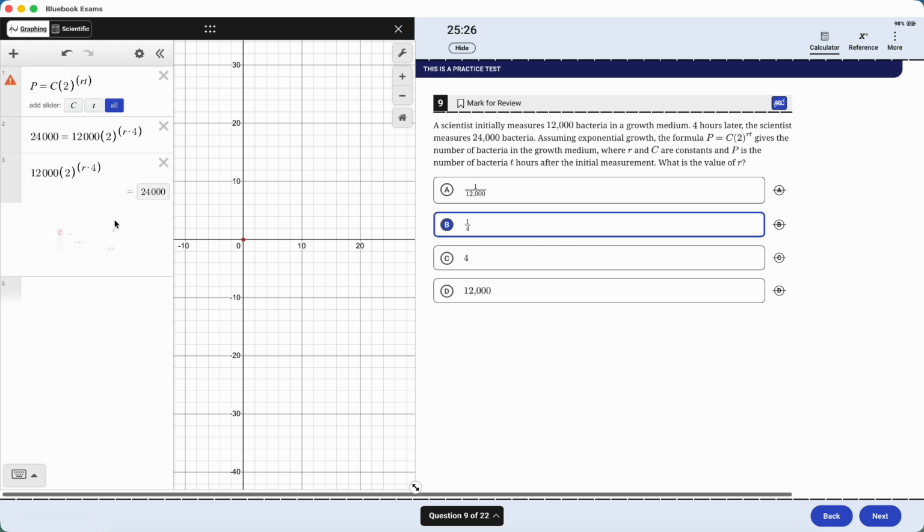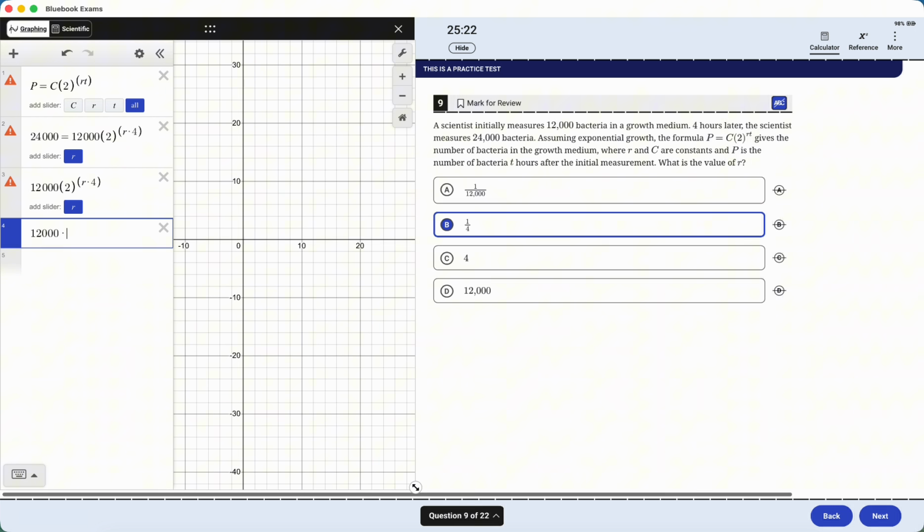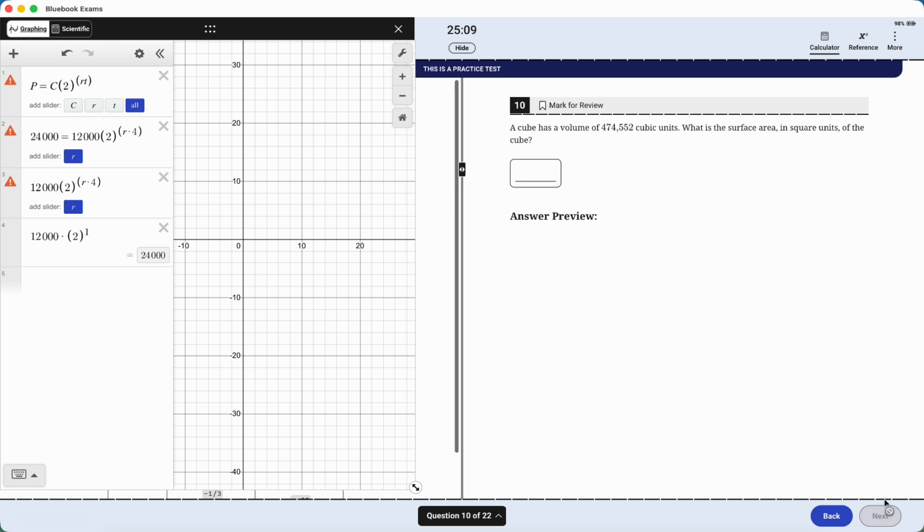You could also think about this, it's pretty simple. If you wanted 24,000, it literally has to be 12,000 times 2, which means the exponent has to be 1, which is why R has to be 1/4. So that's a question I've seen where they'll ask you about the exponent. Make sure you understand it because it's not always multiple choice, right?